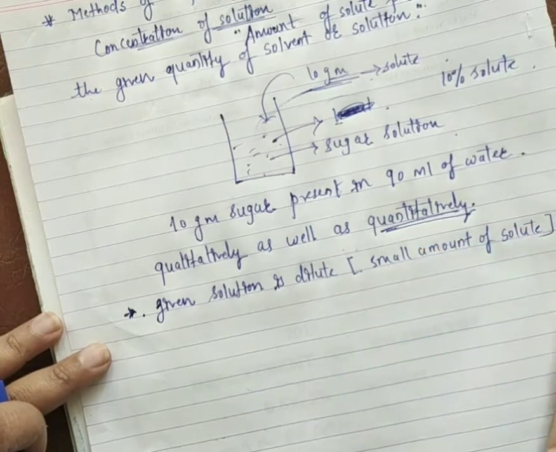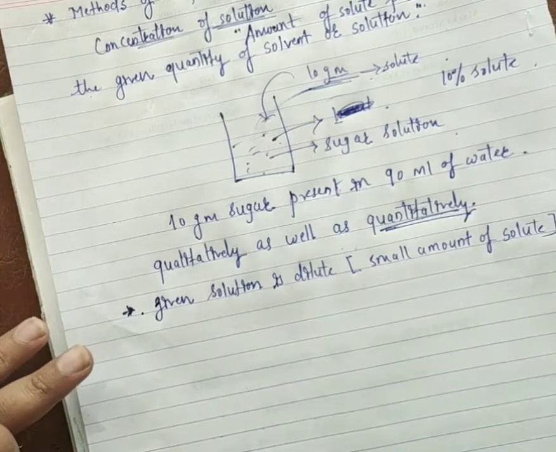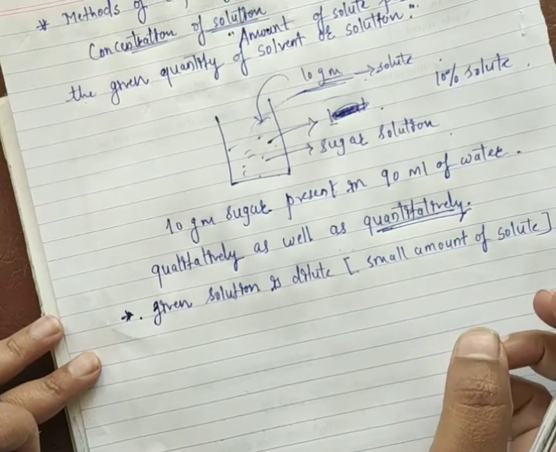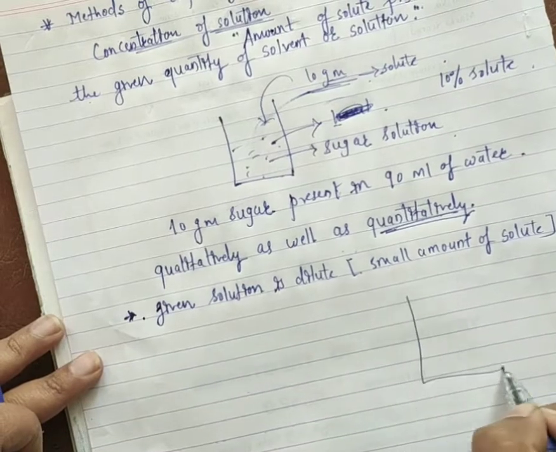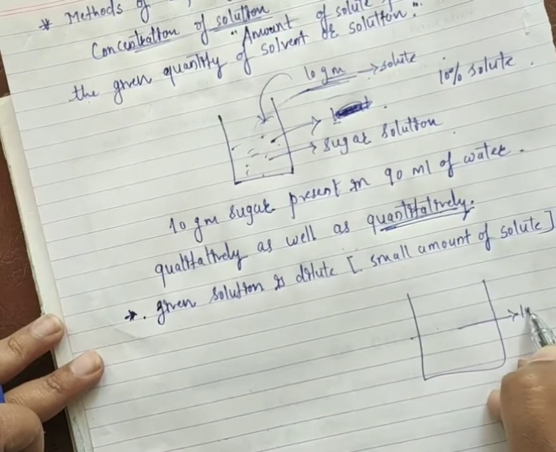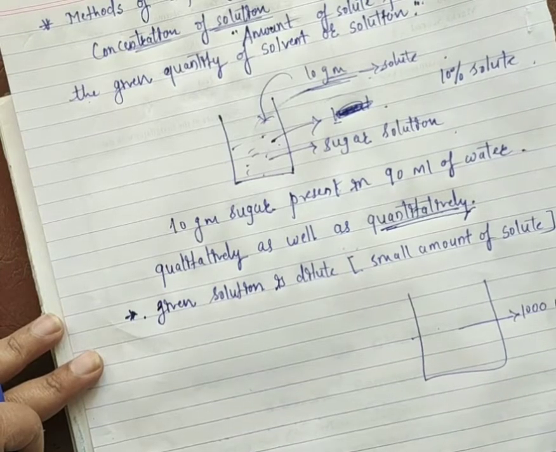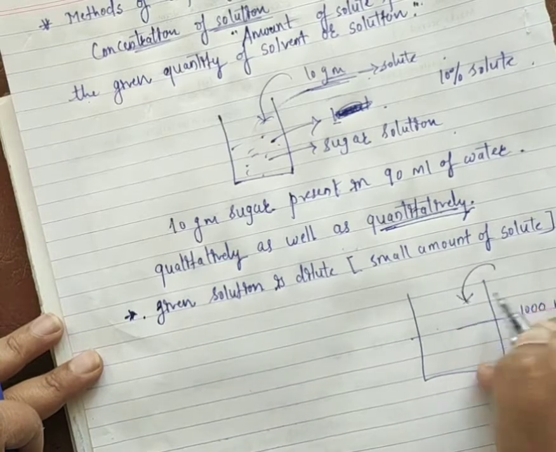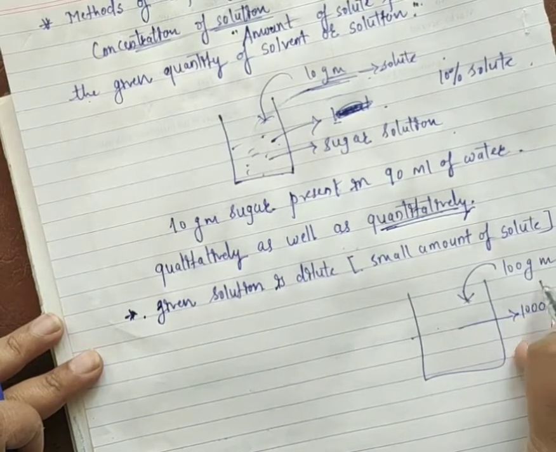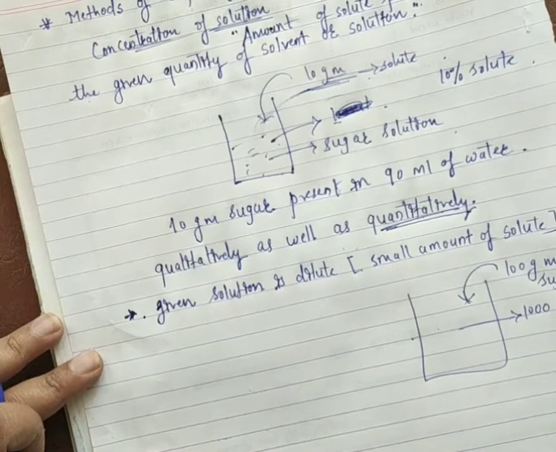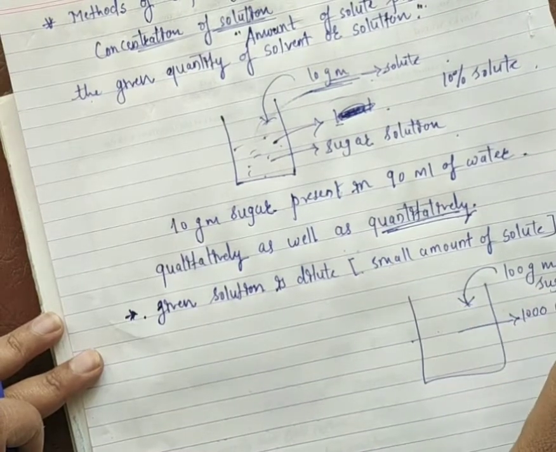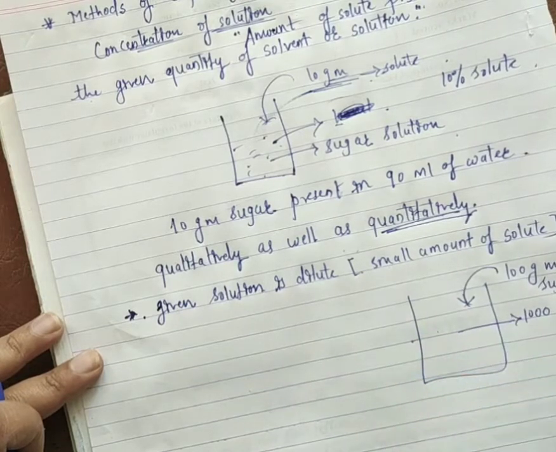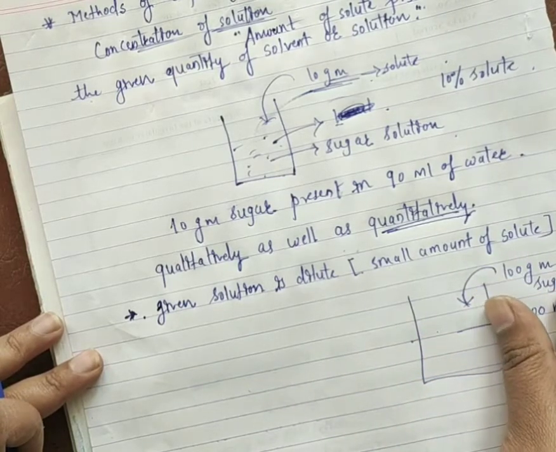Suppose I take water along with sugar, I am preparing the sugar solution or the glucose solution. For the glucose solution, suppose I take 1000 ml of water and only 100 gram of sugar or 100 gram of glucose. Now it will dissolve into the water and there is a formation of solution. So now you tell me, I have taken only a small amount of solute.